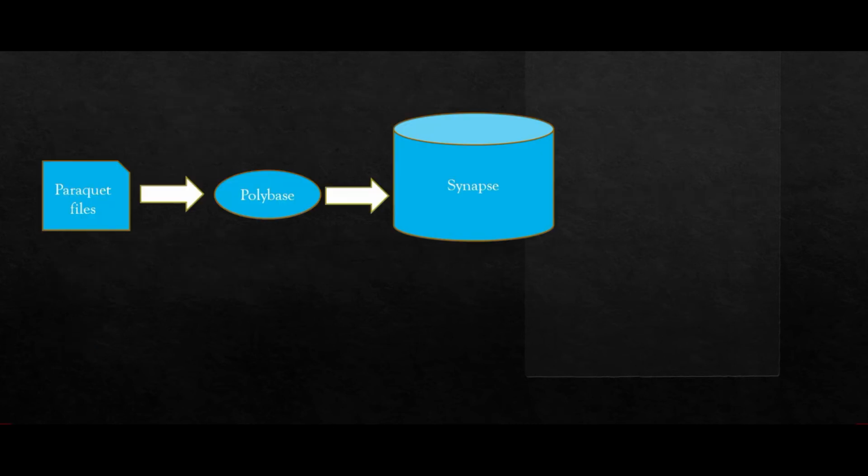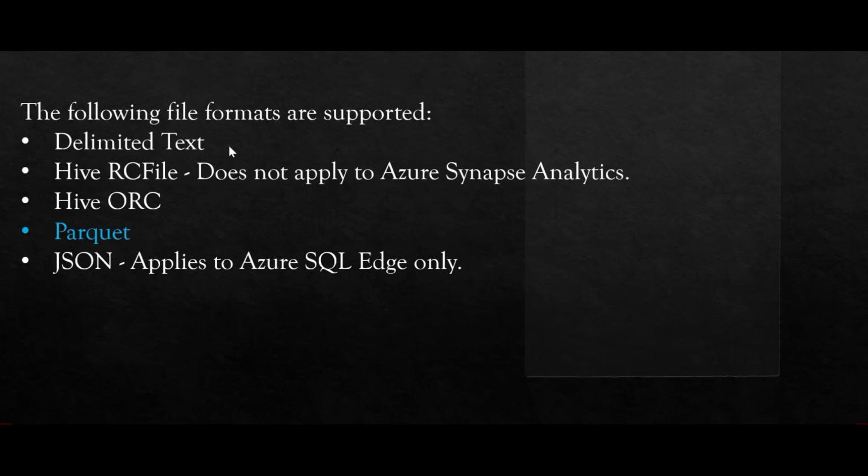The solution would be somewhere this way: you plug Polybase to the Parquet files, and then use CTAS, and then load the data in Synapse. So these are the supported file formats for Polybase.